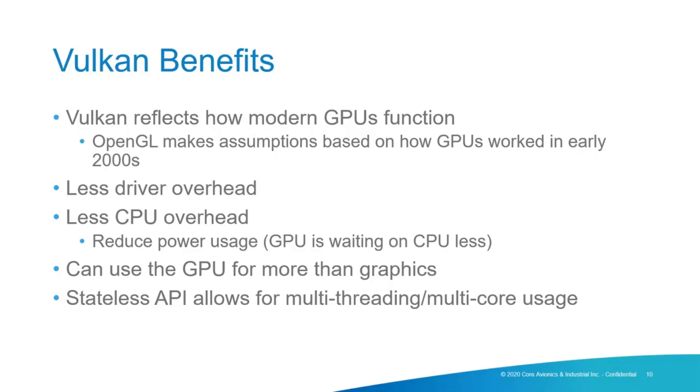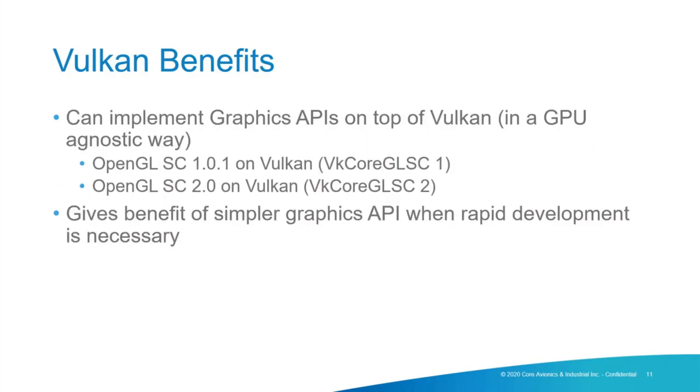And the stateless API allows for multi-threading or multi-core usage of the GPU, where you have multiple threads on different cores building commands in parallel for the GPU to access, so that the GPU is not bottlenecked by how quickly the CPU can give it work to do.